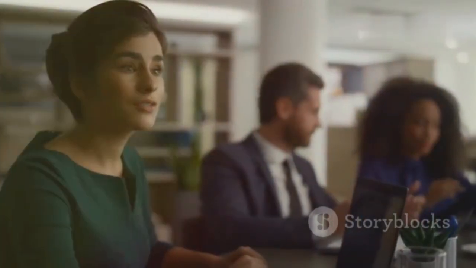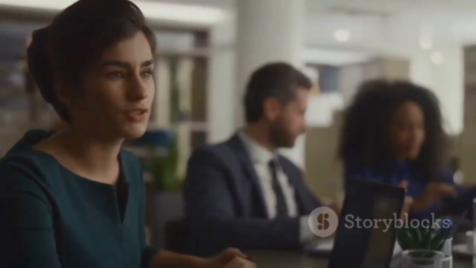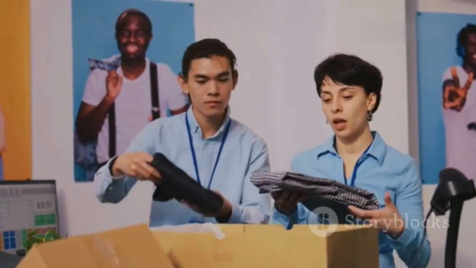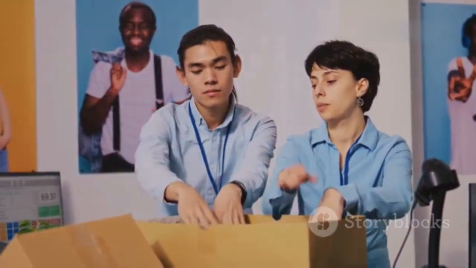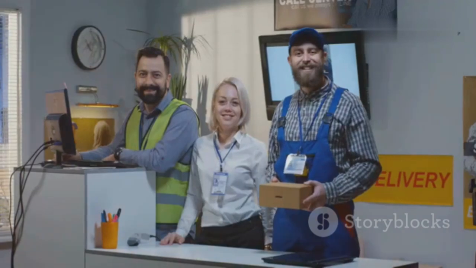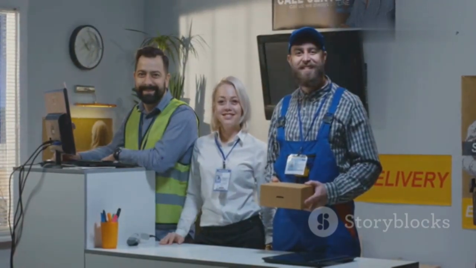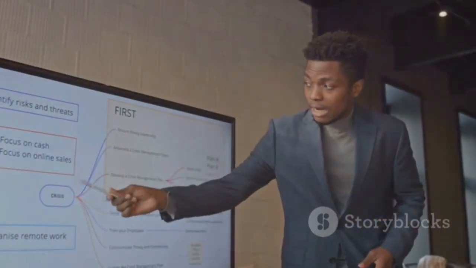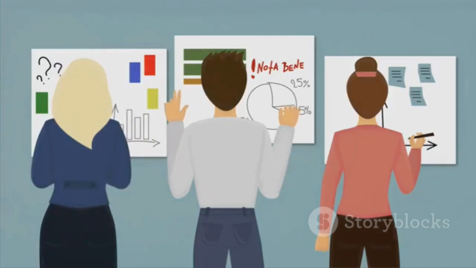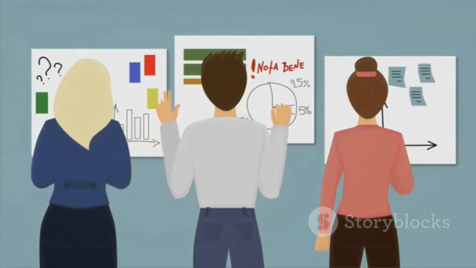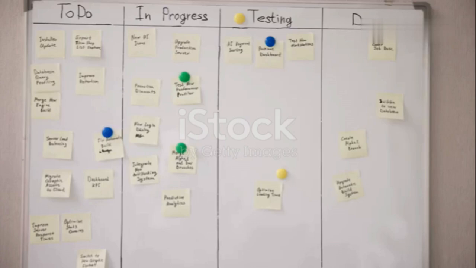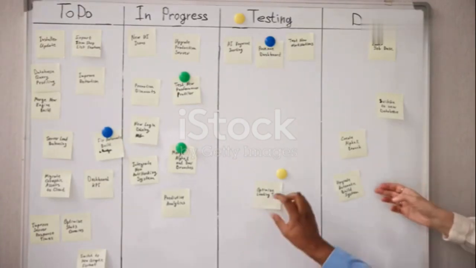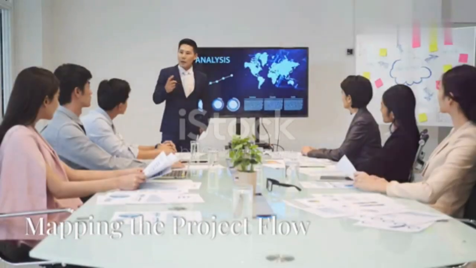Processes often span across different departments within an organization. For example, let's say you're ordering a new phone online. The process might involve the sales department, the warehouse, the shipping company, and the customer service team, all working together to deliver your phone. Understanding how inputs are transformed into outputs and how different teams contribute to the process is crucial for effective project management. It allows us to identify potential bottlenecks, optimize workflows, and ultimately deliver better results.